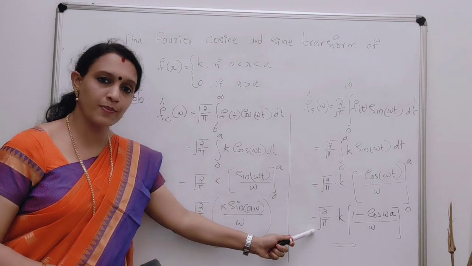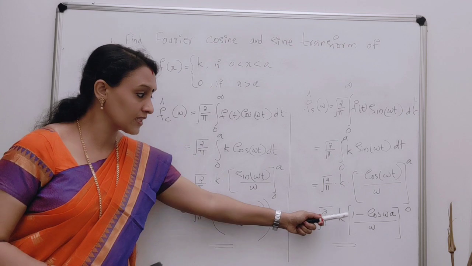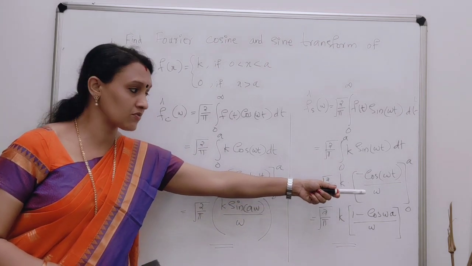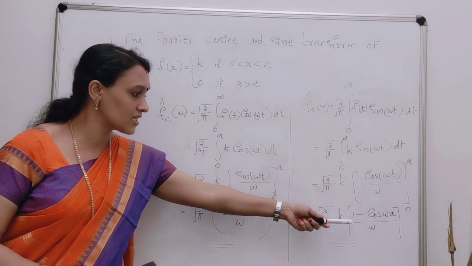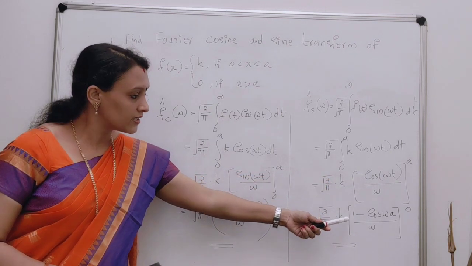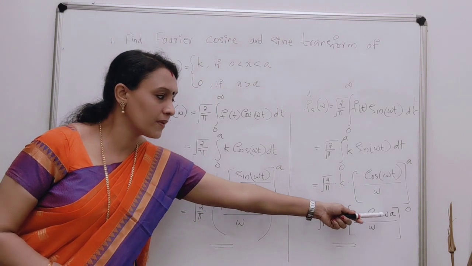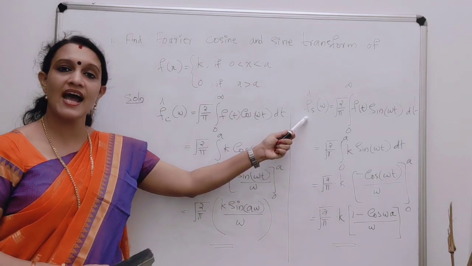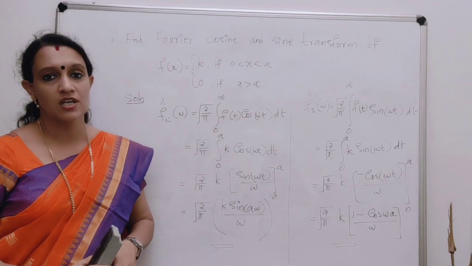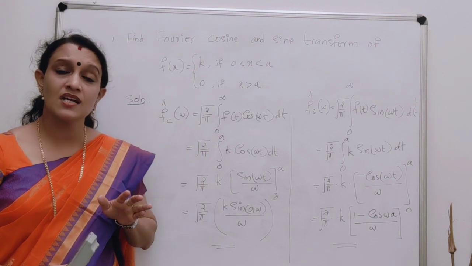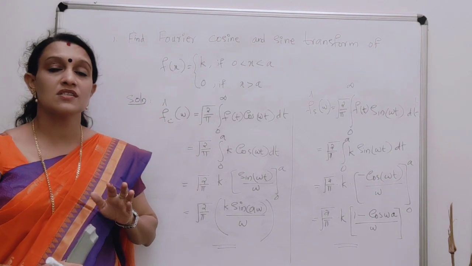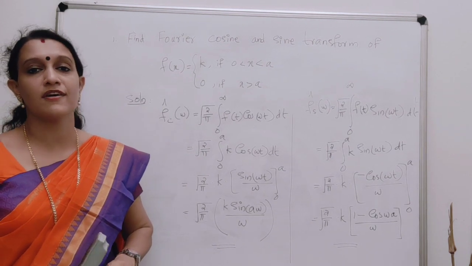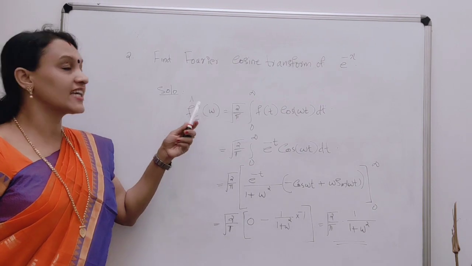It is root of 2 by pi k into the 1. Omega you can combine for both the upper limit and the lower limit, since we are substituting the same omega in the denominator. Therefore, it is 1 minus cos omega a divided by omega. So this is the Fourier sine transform of the given function. This is very easy to understand. If you know the equations, then very easily you can find the transforms of these types of functions. Now look at the second question.